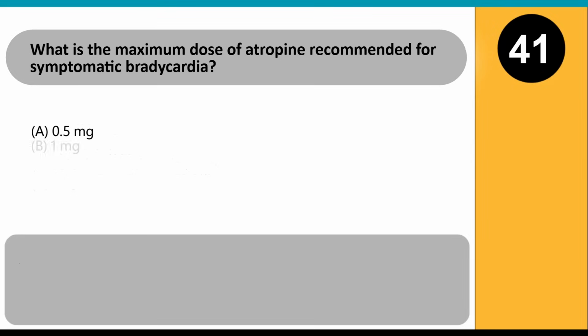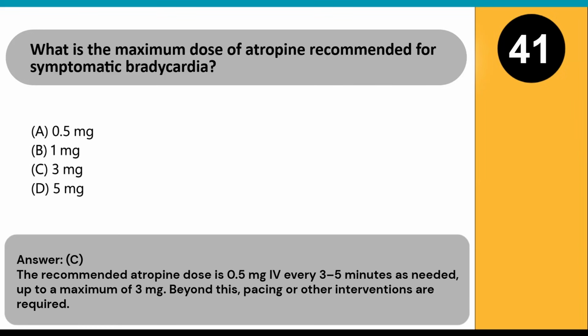What is the maximum dose of atropine recommended for symptomatic bradycardia? A. 0.5 mg. B. 1 mg. C. 3 mg. D. 5 mg. Answer: C. The recommended atropine dose is 0.5 mg every 3 to 5 minutes as needed, up to a maximum of 3 mg. Beyond this, pacing or other interventions are required.